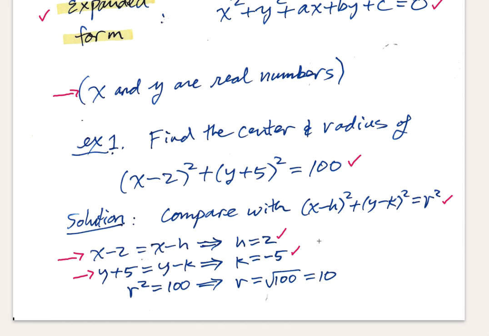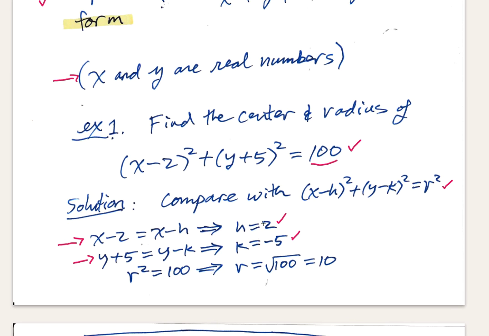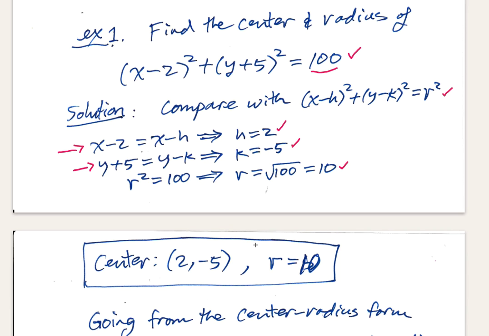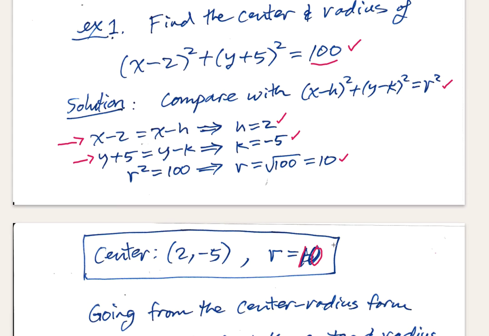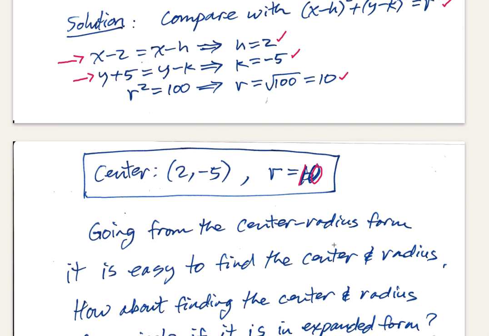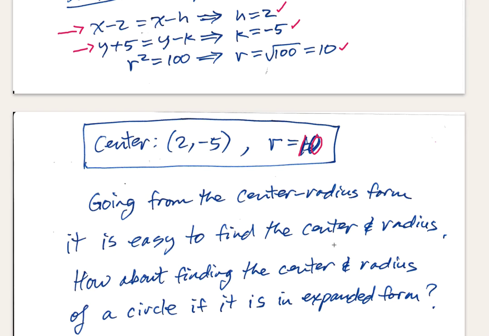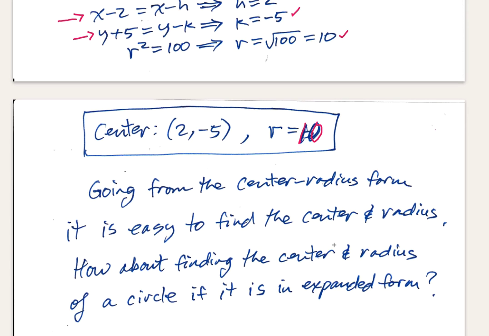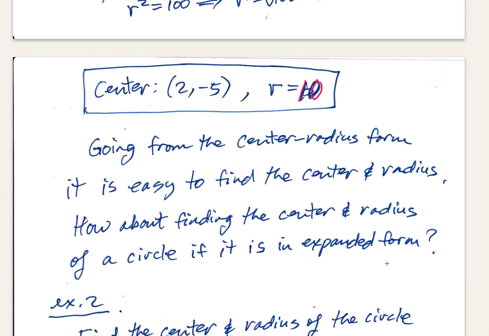And the last thing, be careful here. Remember, this number isn't r, it is r squared. So we've got r squared is 100. That means r is the square root of 100, or 10. So what we can say is that the center is at (2, -5), and the radius is 10. Okay, I got a little sloppy there, but that's supposed to be 10. So like I say here, going from the center radius form, it is easy to find the center and radius. How about finding the center and radius of a circle if it is in an expanded form?